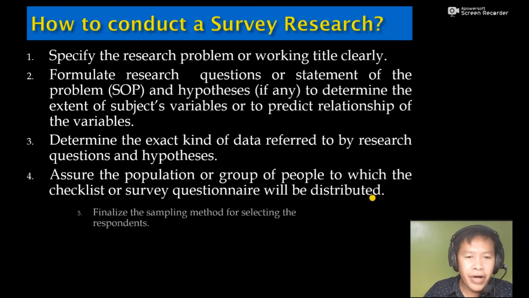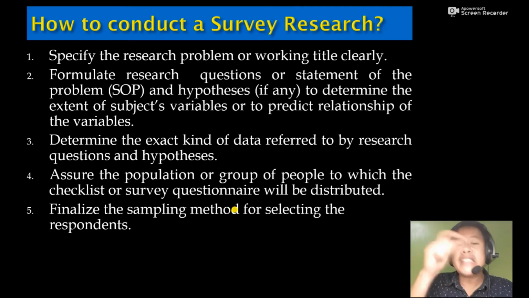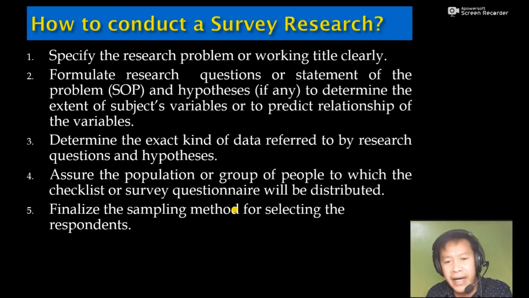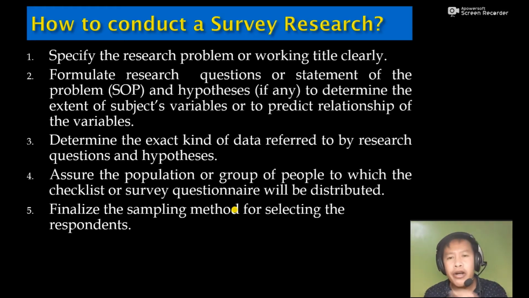Okay. So therefore, we are going to proceed with number 5. Finalize the sampling method for selecting the respondents. There is a mathematical formula in computing for the sample size. And there is a sampling technique that we are going to use to select the individual respondents of our research. And all of this will be discussed in the methodology. Okay, we are not yet in the methodology. We are just here in the important concepts or principles that you need to learn before we proceed with the rigid discussion of the research process.